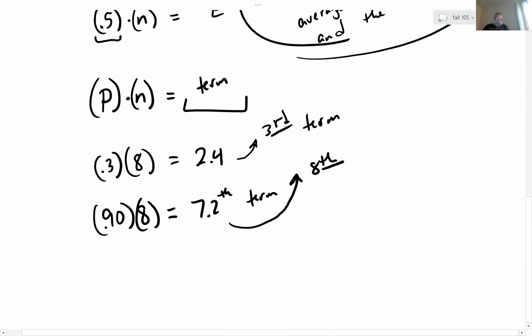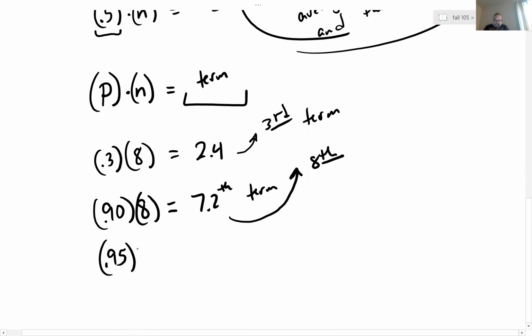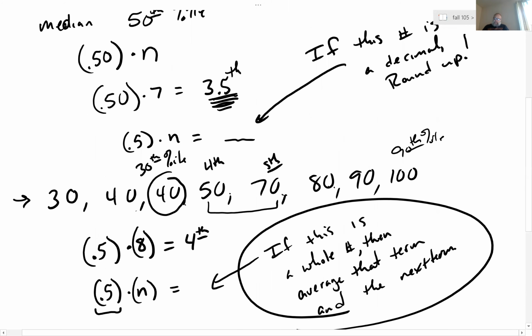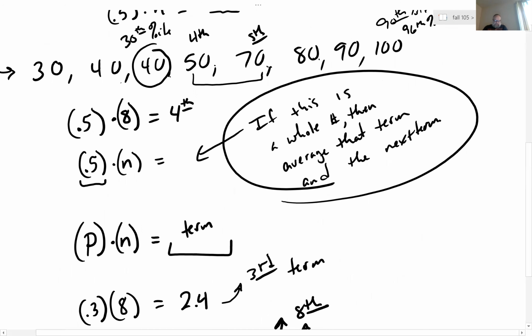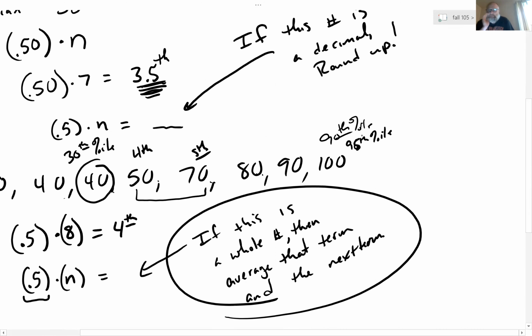Now, someone might very well say, what if I want the 95th percentile? I don't know. Let's find out. This is a 7.6th term. Hey, wait, that also rounds up to the 8th term. You're right. And just like a lot of things in our lives, sometimes a number could carry multiple hats. So it could be the 95th percentile, it could be the 90th percentile. It's also the 96th percentile too. Each of these numbers can actually take on more than one percentile. Not a big deal.